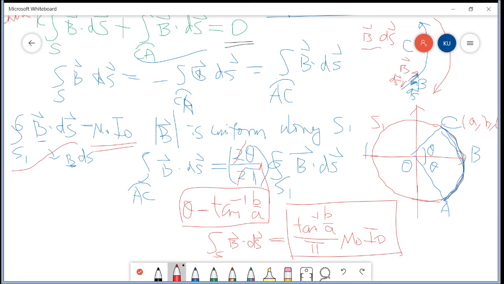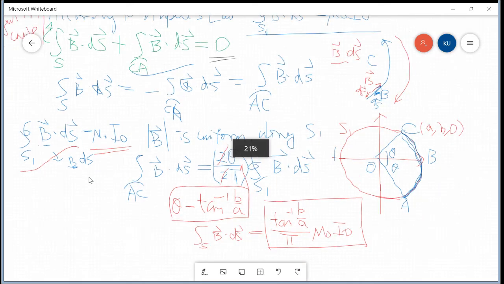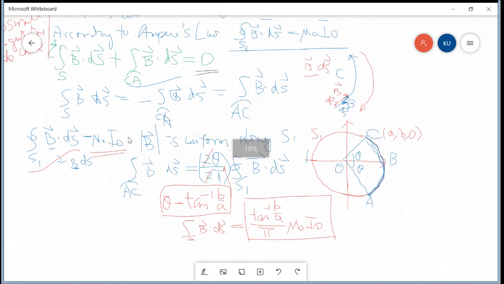So as long as you know Ampere's law and also the line integral, the calculation here is not so difficult. We only need to calculate theta to be arctangent of B over A, and then finally we multiply this factor 2 theta over 2 pi. Then the final answer looks like this.